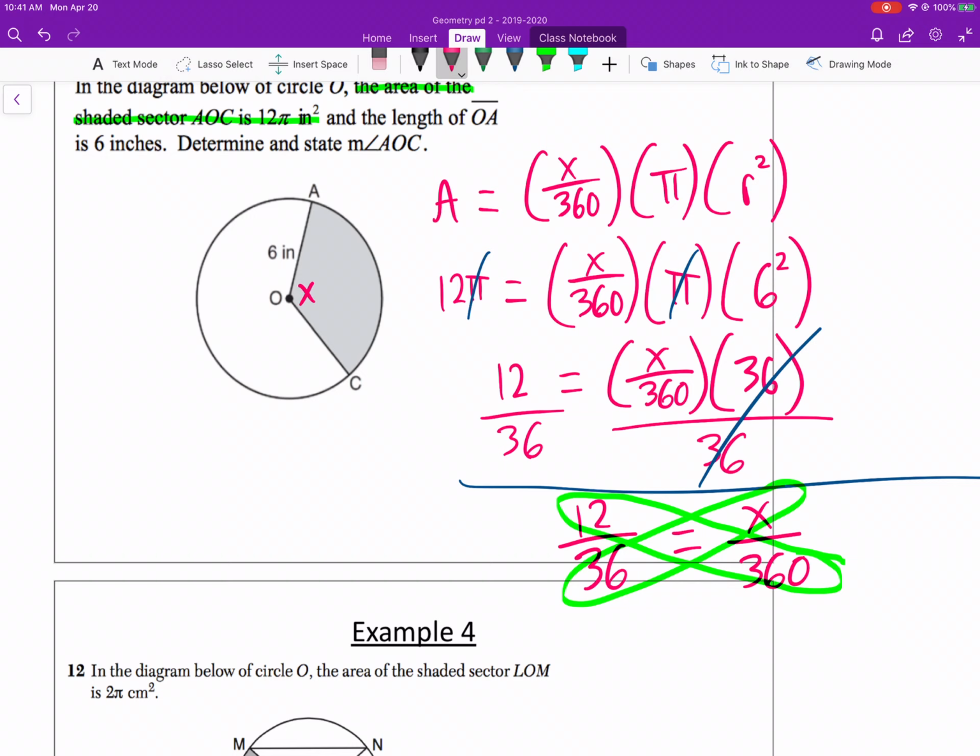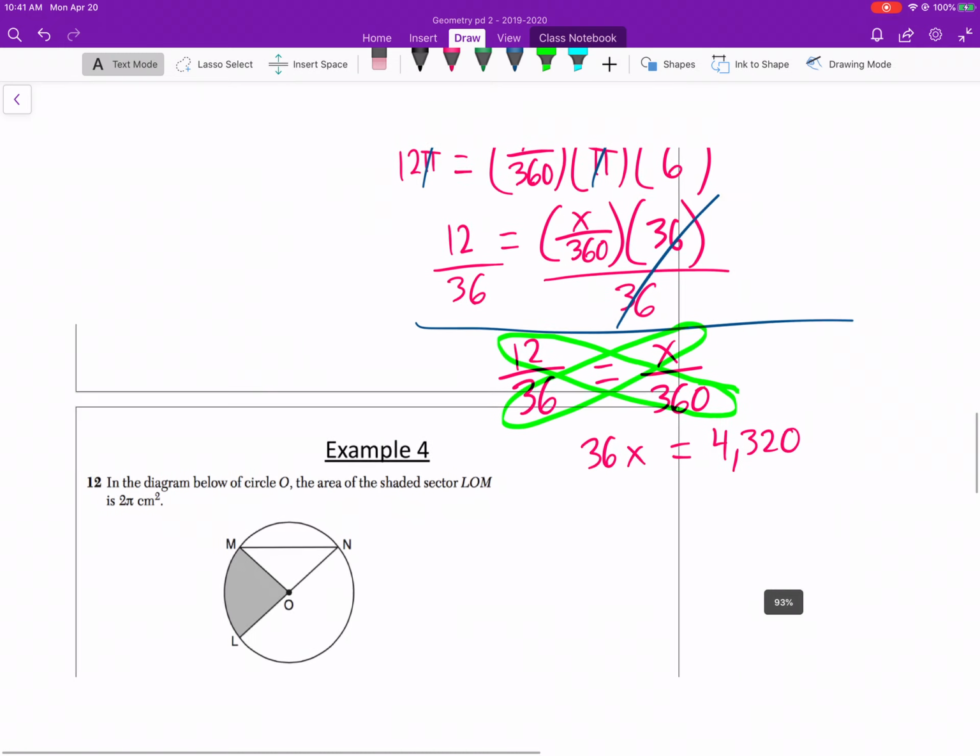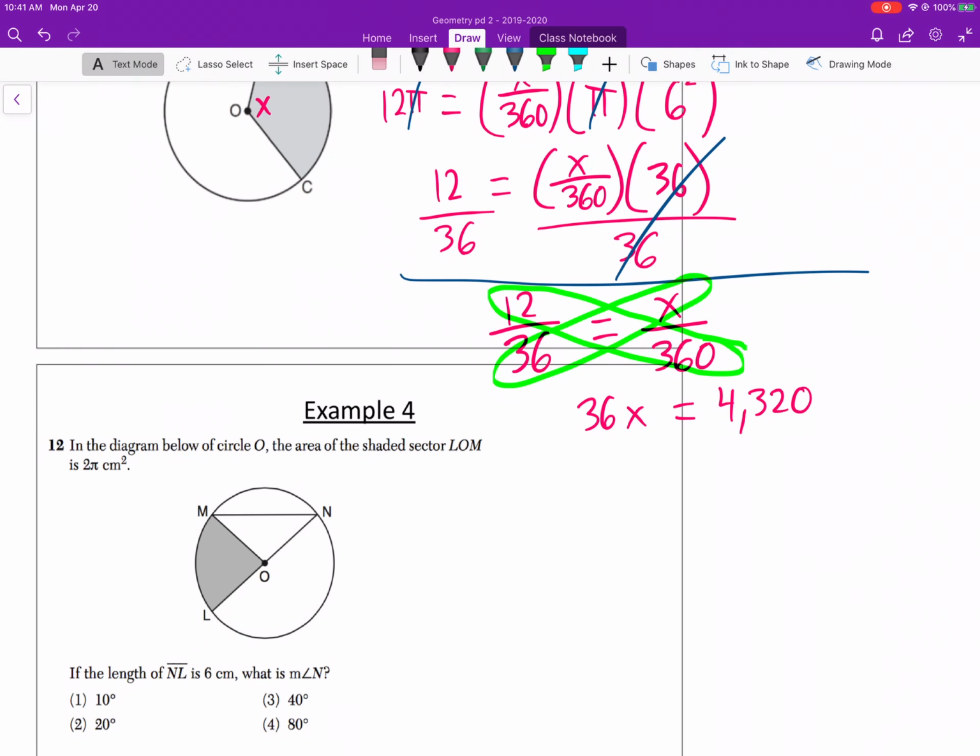So 36 times x is 36x, and now that's equal to 12 times 360, which is 4,320. Divide by 36 on both sides, and you get x is equal to 120 degrees.